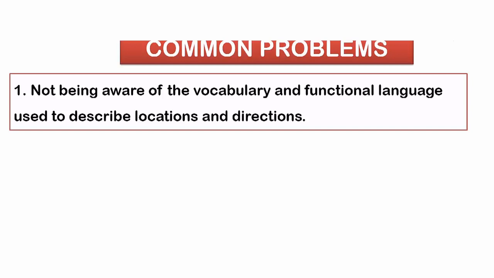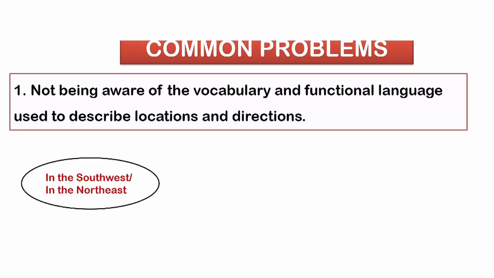So we just remind you of a few key phrases. In the southwest, in the northeast. Normally, when you look at a map, you can see a key that will tell you which way is north, east, south, and west. So you should know which way is north on the map. Normally you go north at the top, east on the right, south at the bottom, and west on the left.